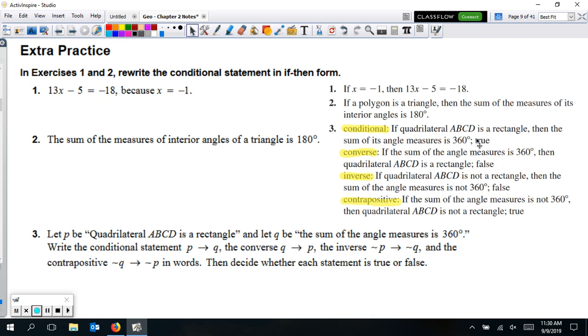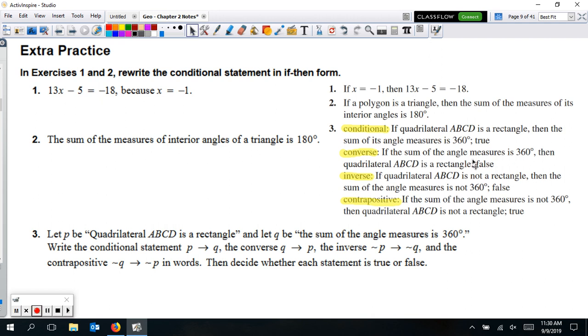The conditional statement is true, because we know that the interior angles of a quadrilateral are always going to equal 360 when we add them up. The next thing it says is to write the converse. So that would just switch it. So now you're going to write the converse of that. The converse would then put this part first. So if the sum of the angle measures is 360, then the quadrilateral ABCD is a rectangle.